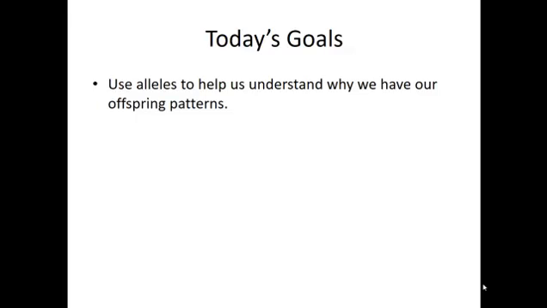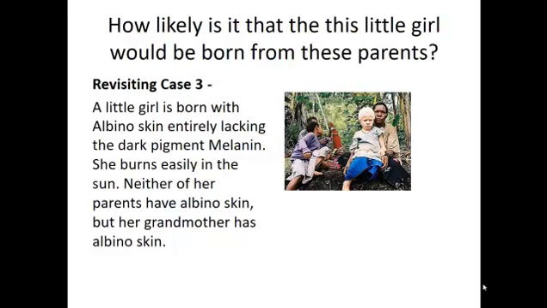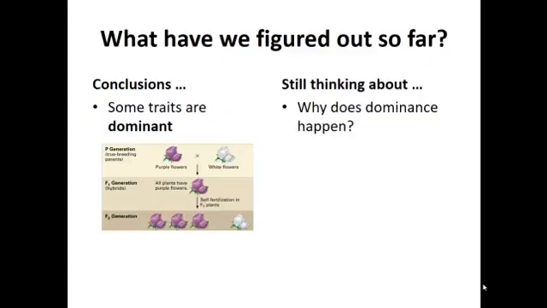Okay, so today we are going to use all that we've learned about meiosis and alleles to help us understand why we see these weird offspring patterns. And when I say weird offspring patterns, that's things like our little albino girl that we're trying to figure out why she's albino when her parents are not. And she does have a grandma who's albino. So we figured out some things already.